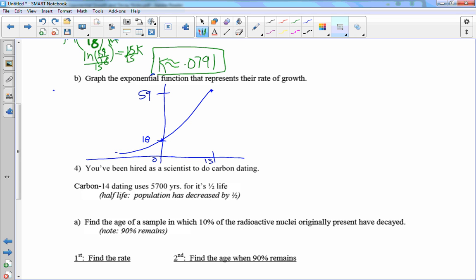Could there ever be negative Martians? No. And on the left side, an arrow as well, because at some point there are probably less than 18 Martians, but we have a horizontal asymptote.